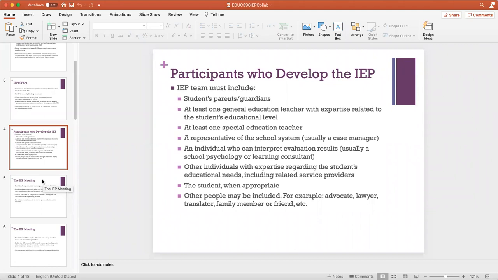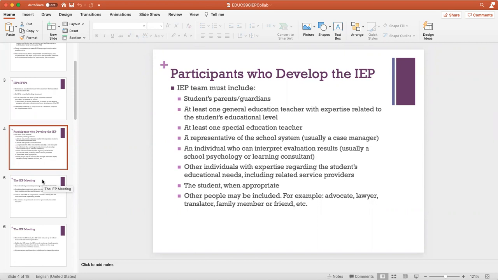You have to have at least one general education teacher that has some level of knowledge around the student's educational level. That doesn't necessarily mean that they are a teacher who works directly with the student, but if you have a 7th grader functioning on a 4th grade level, you should have someone who's familiar with regular ed 4th grade skills. You may additionally have someone who's familiar with regular ed 7th grade skills, and they both will be able to provide some level of input there.